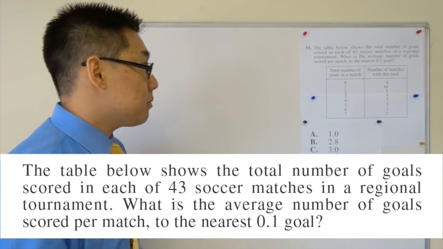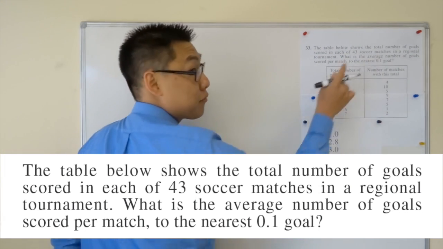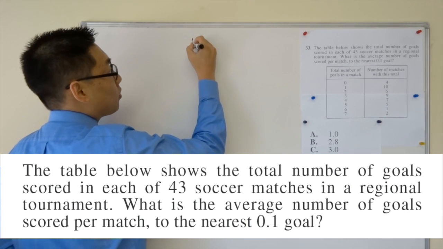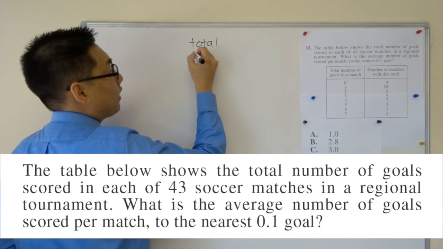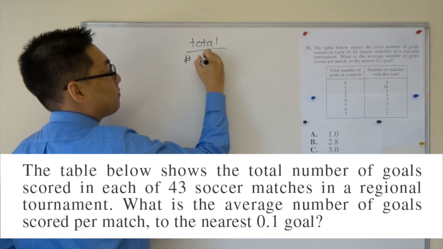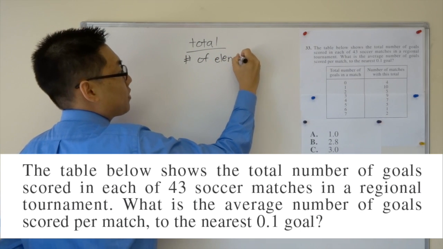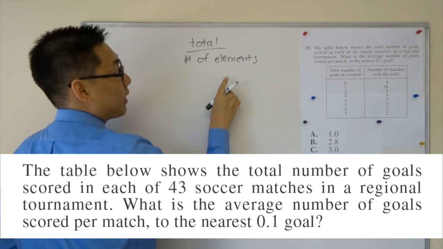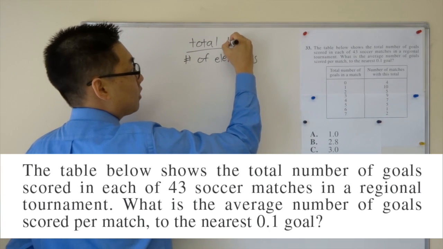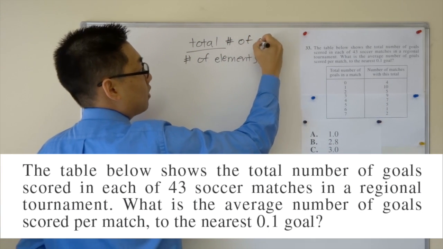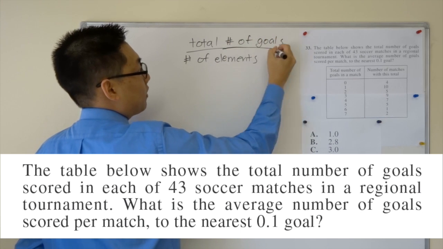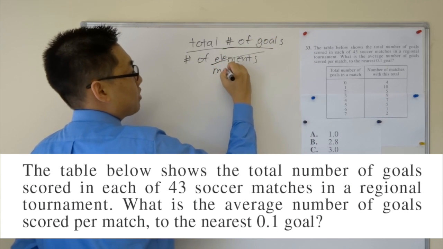So to solve this problem, we need to be able to calculate the average, which is simply the total divided by the number of elements, right? I'm sure you already know this. So in this case, we're talking about the total number of goals, and the elements involved here would be the matches.